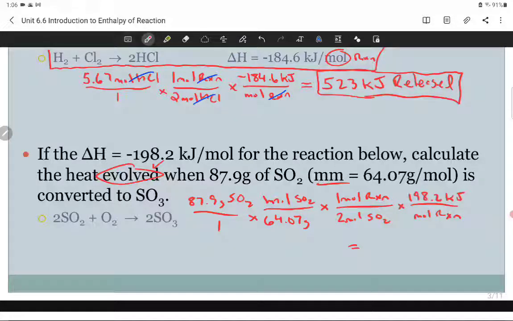And again, we don't know the origin of this delta H as far as calculated, theoretical, or if it was some kind of experimental. So I'm going to use the 87.9 as my significant figure starting point there. And I get 136 kilojoules when I do that math there. Evolved.